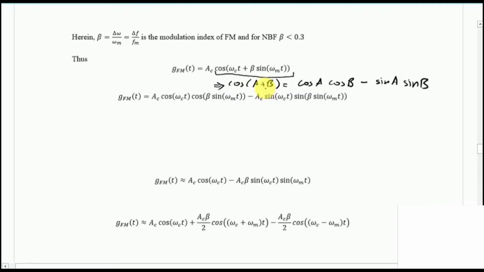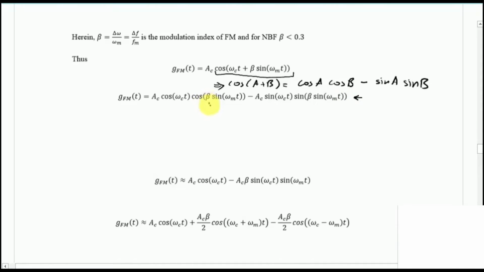So from this trigonometric identity, we have A_C, which will be coming here. It's a constant coefficient. So we would have cos(ω_c t) times cos(β sin ω_m t), minus again the coefficient A_C, then sin(ω_c t) times sin(β sin ω_m t). These are very interesting aspects. So we can basically simplify this expression considerably.